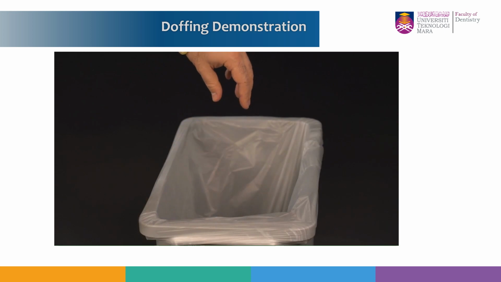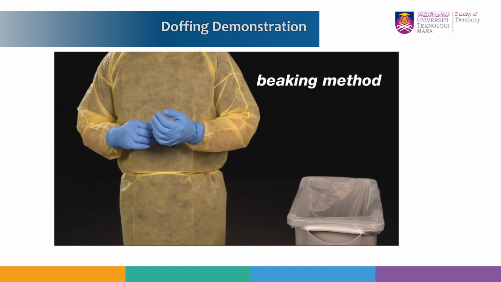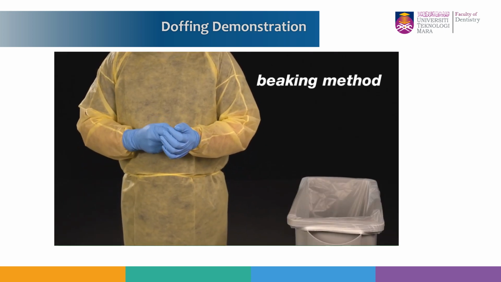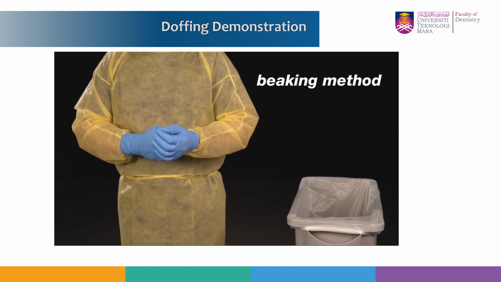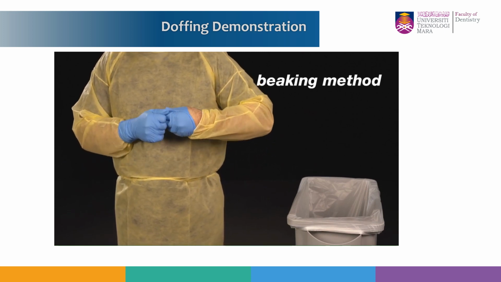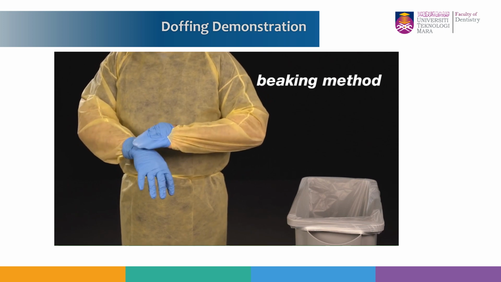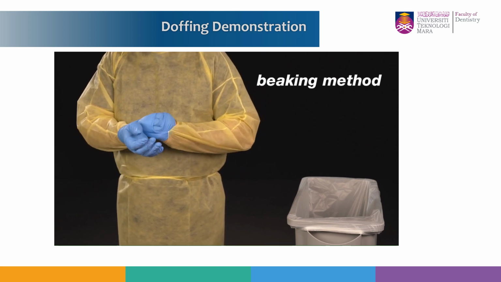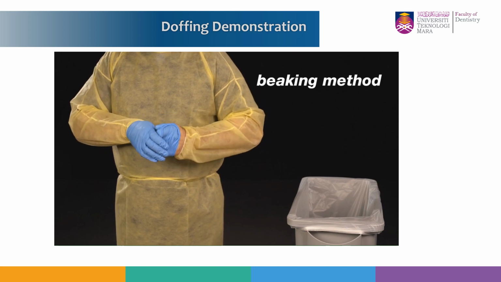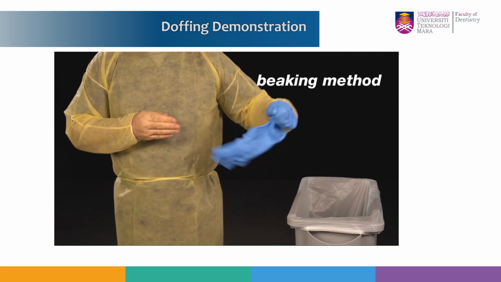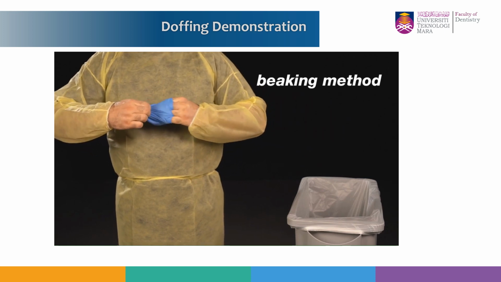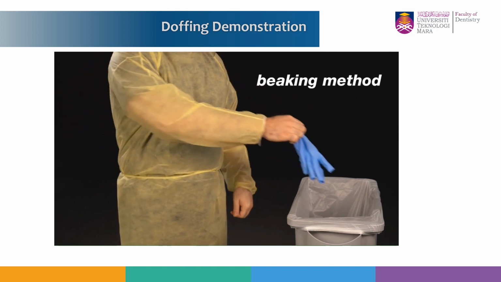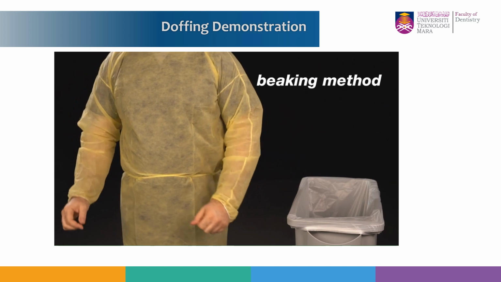Discard the gloves. For the beaking method, pinch the outside of the glove near the wrist. Using your finger, pull the glove inside out and over the fingers and thumb to form a beak. With the beaked hand, pinch the opposite glove at the wrist and pull downwards, turning the glove inside out. With the ungloved hand, pull the beaked glove off, touching only the inside of the glove.